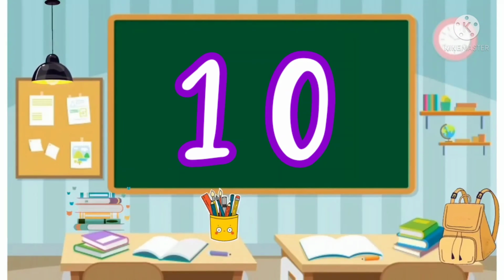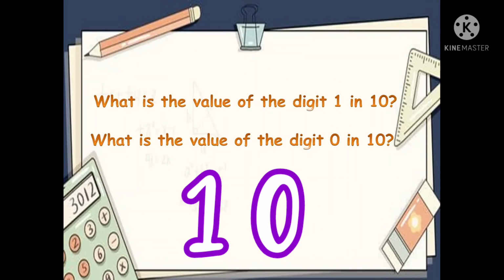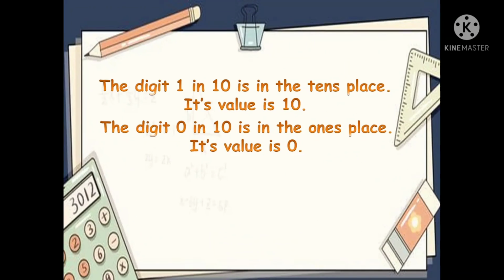How about in number 10? Can you answer my question? What is the value of the digit 1 in 10? And what is the value of the digit 0 in 10? Do you know the answer? Very good. So the digit 1 in 10 is in the tens place. Its value is 10. And the digit 0 in 10 is in the ones place, and its value is 0.